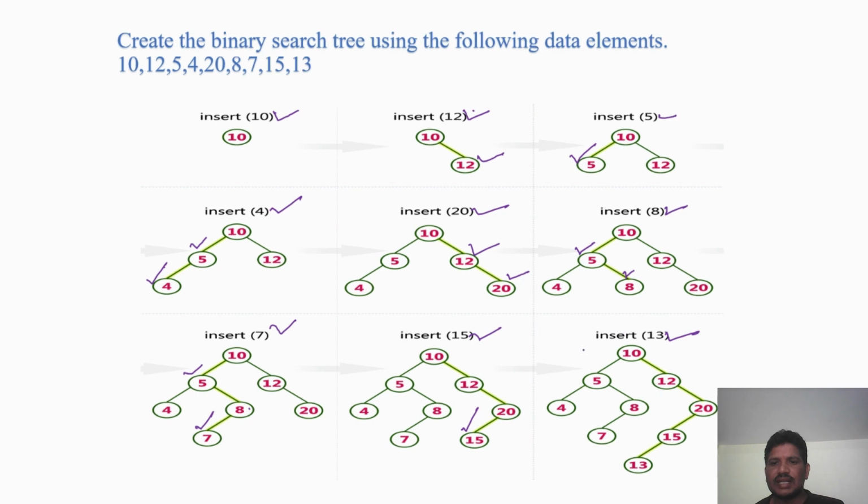Like that, you should also insert the 13. 13 is greater than the 10. The 13 is also greater than the 12. Here, the 13 should be compared with the 20. The 13 is less than the 20. It will come in the left side of the 20. Then 13 is also compared with the 15. The 13 is less than the 15. Then 13 will be placed in the proper position. Okay, this is the way you can construct the binary search tree.